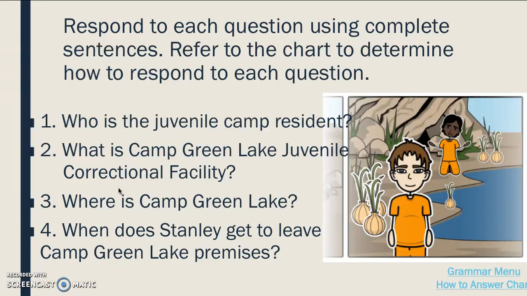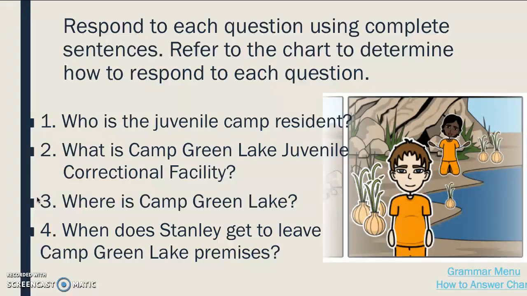Okay, now the questions I'm going to ask you that you will need to respond to are: 1. Who is the juvenile camp resident? 2. What is Camp Green Lake Juvenile Correctional Facility? 3. Where is Camp Green Lake? And 4. When does Stanley get to leave Camp Green Lake premises? Now, as a reminder, you will need to use complete sentences.